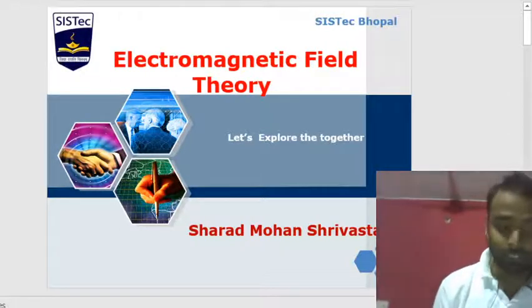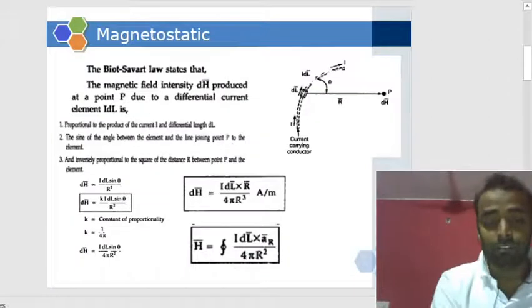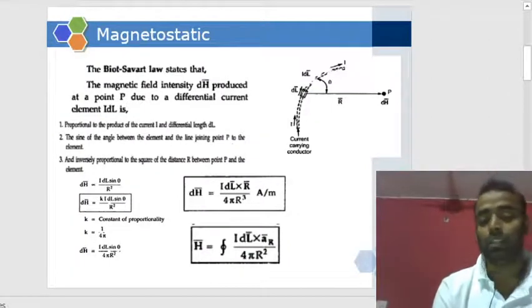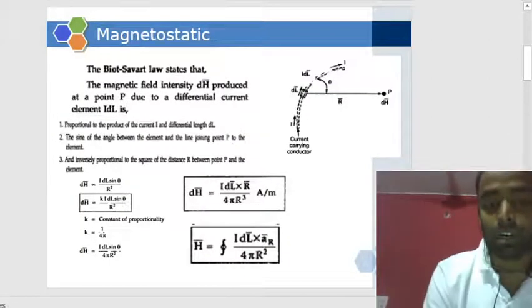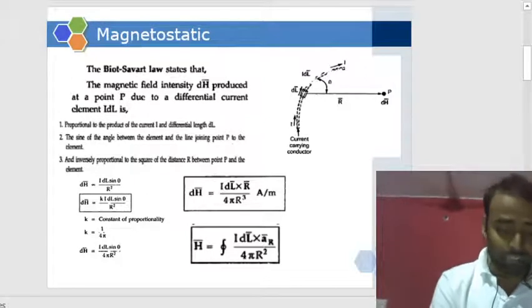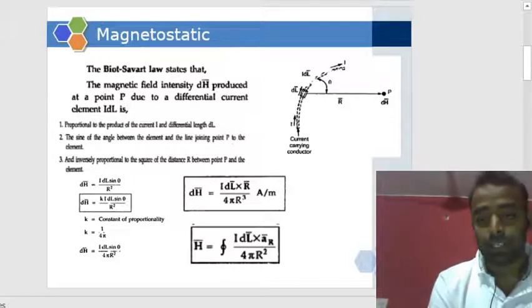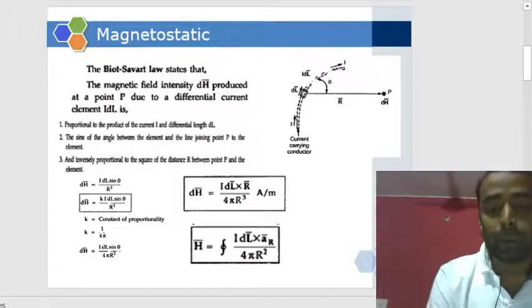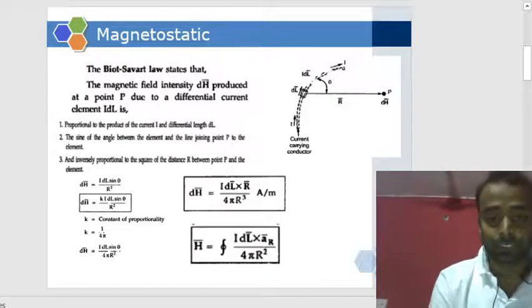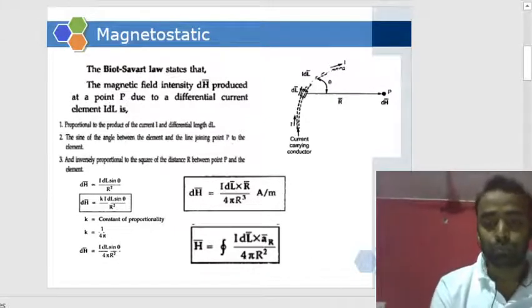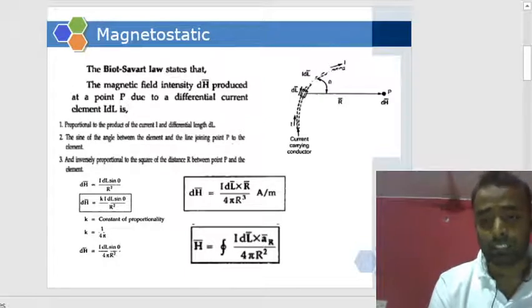So we'll be starting with the first law of magnetostatics, which is the Biot-Savart law. The Biot-Savart law basically tells about the magnetic field due to a current carrying conductor.